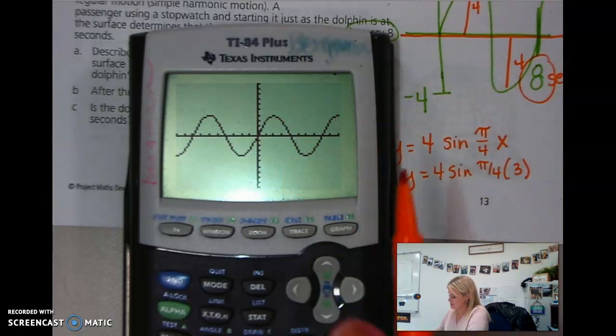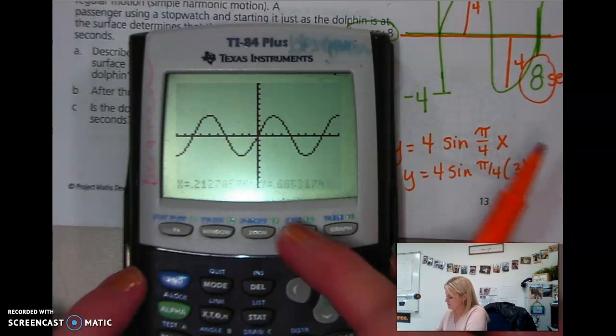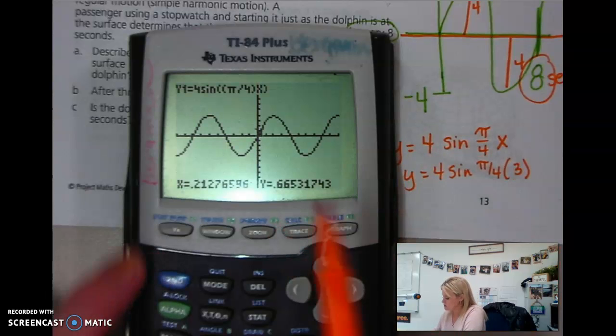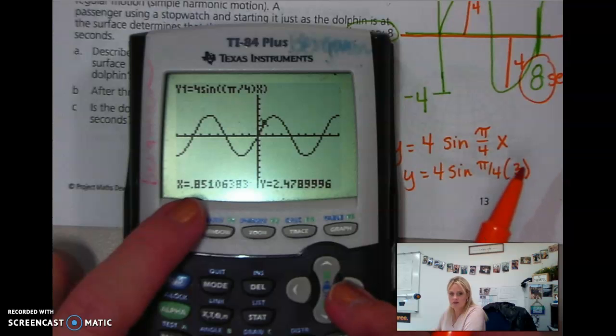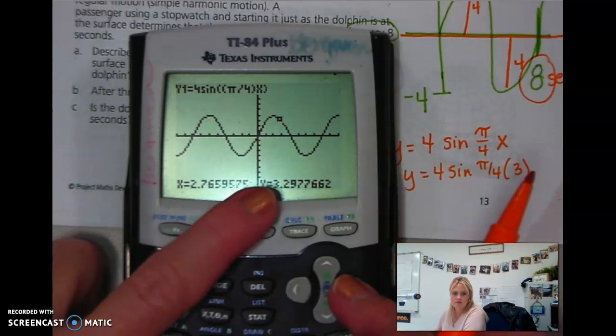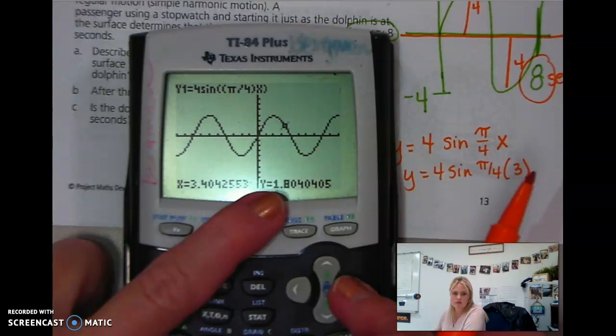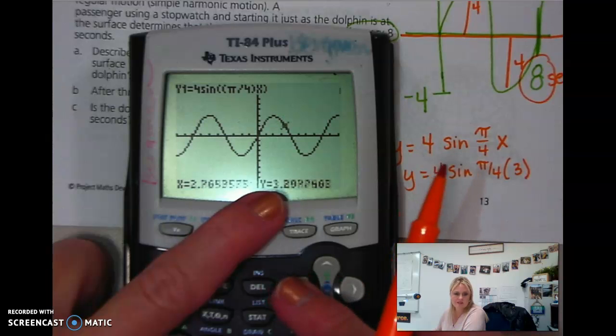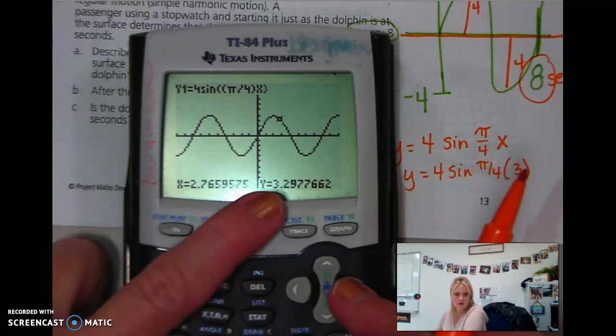And I could take my trace button and I could trace it to where X is about, I'm looking for very close to 3, and this is really close to 3 seconds, so somewhere in the middle between 3.2 and 1.8, so right around maybe 2.4, okay, that would give me a good guess.